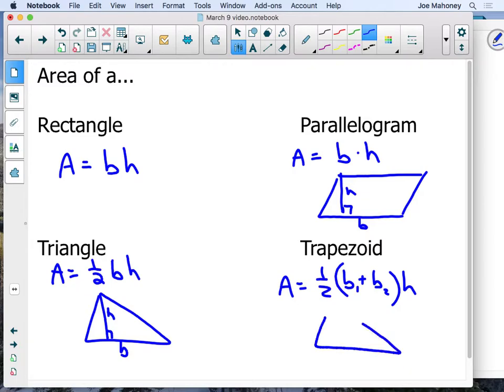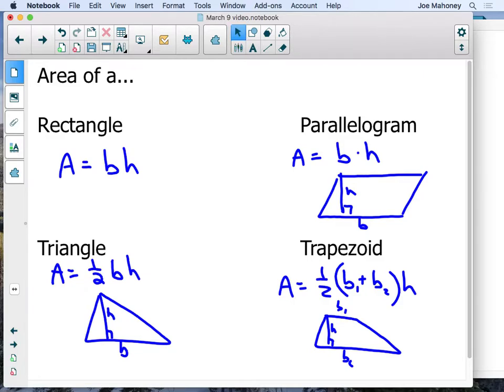Cool things. We'll draw one. We'll call that B1. We'll call that B2. We'll call that H. Nice. Make it a right angle. Cool things.